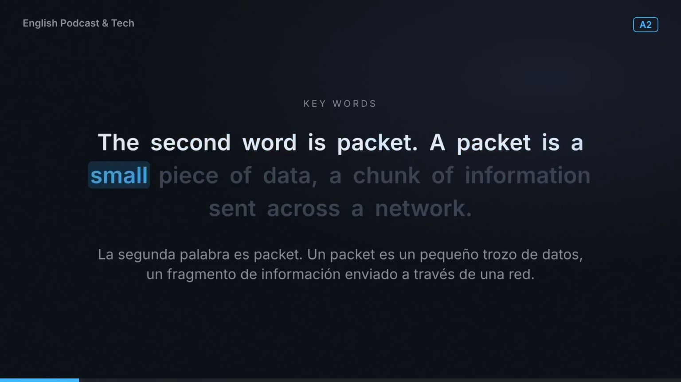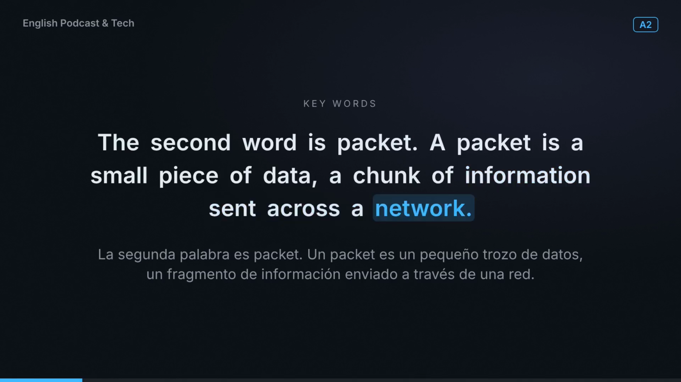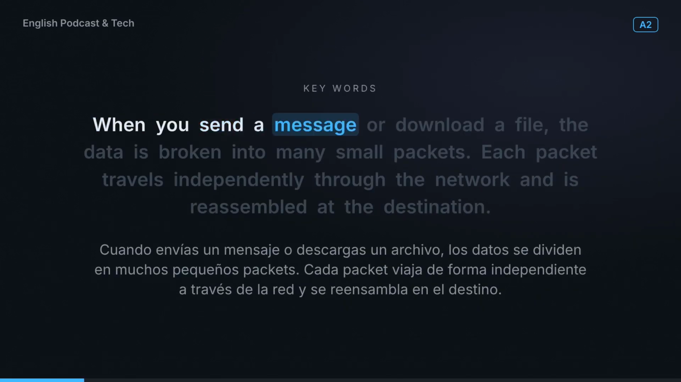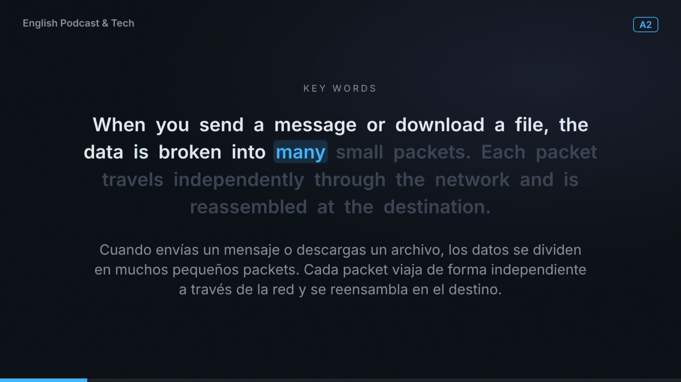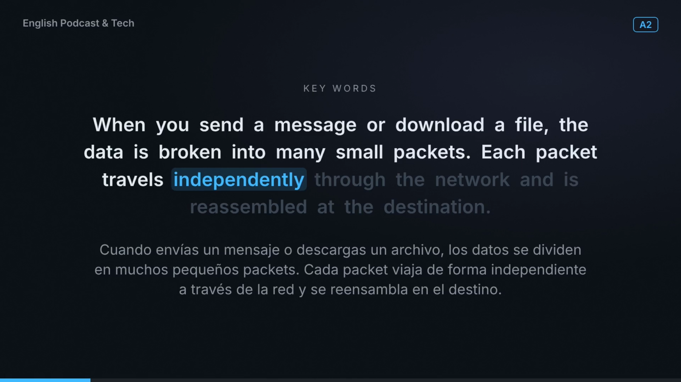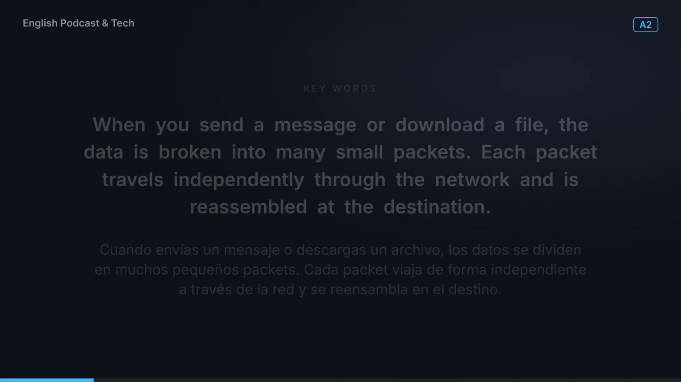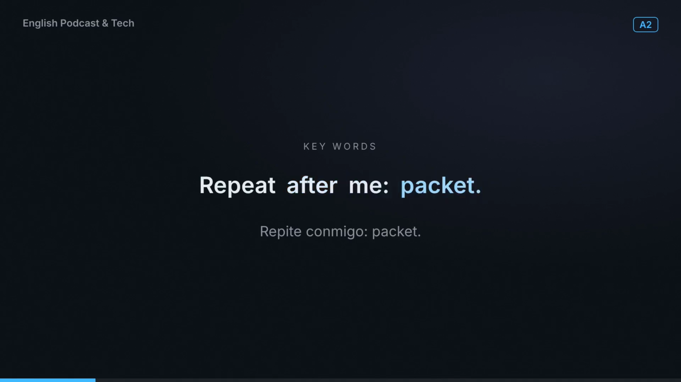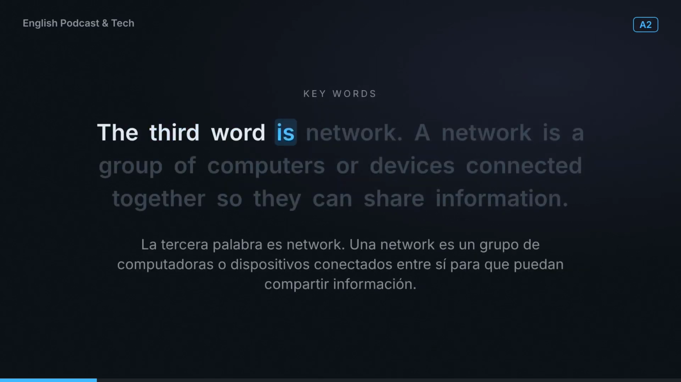The second word is packet. A packet is a small piece of data, a chunk of information sent across a network. When you send a message or download a file, the data is broken into many small packets. Each packet travels independently through the network and is reassembled at the destination. Repeat after me. Packet.